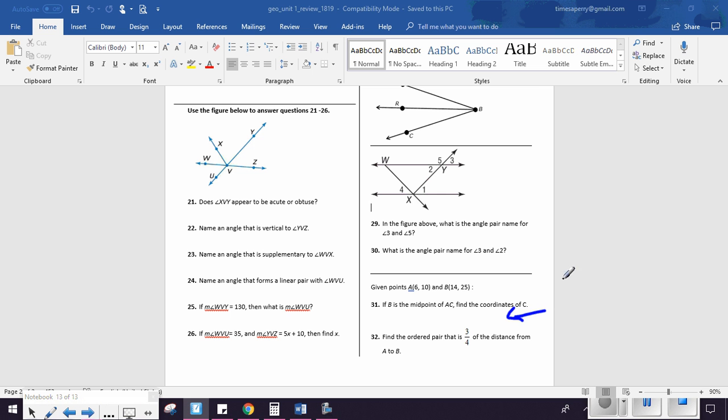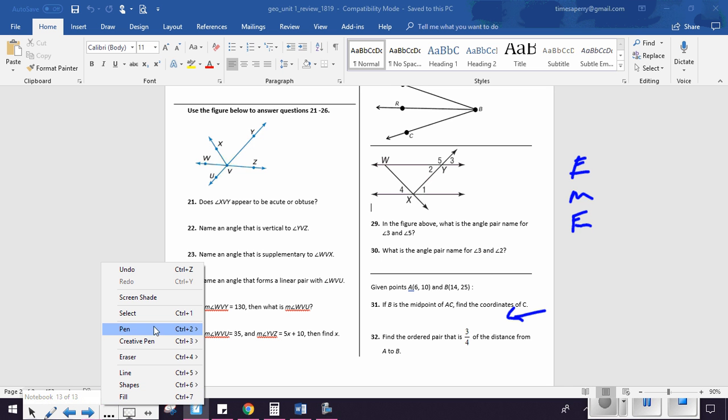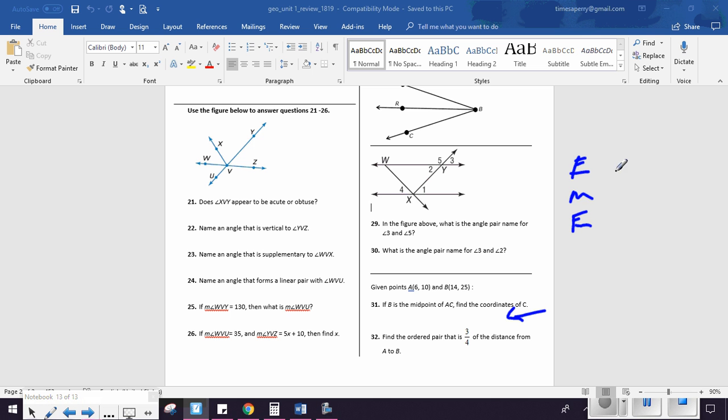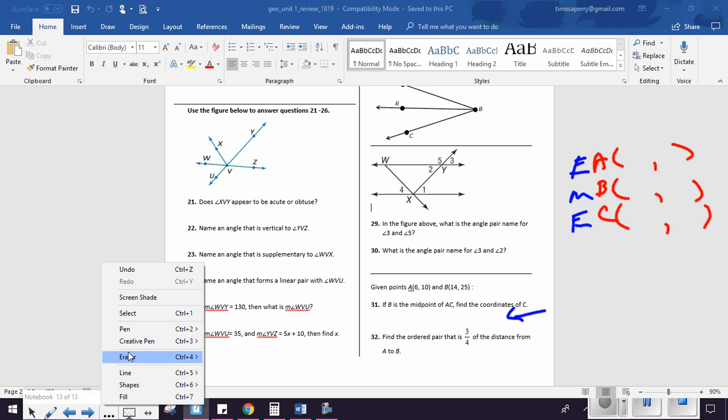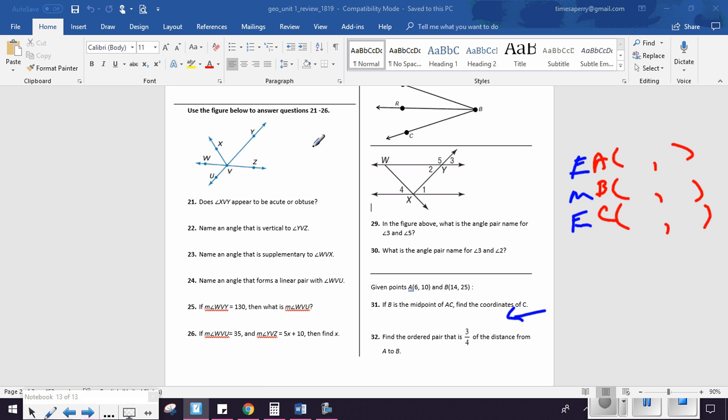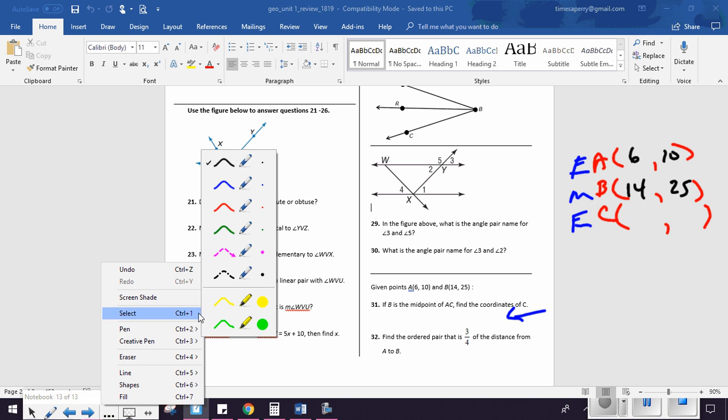So again, I'm on this question. EME: endpoint, midpoint, endpoint. So our endpoints are A and C. Our midpoint is B. Currently, A is at 6, 10. B is at 14, 25. So we have to establish the pattern between the x's and the y's to determine what is happening in this scenario.